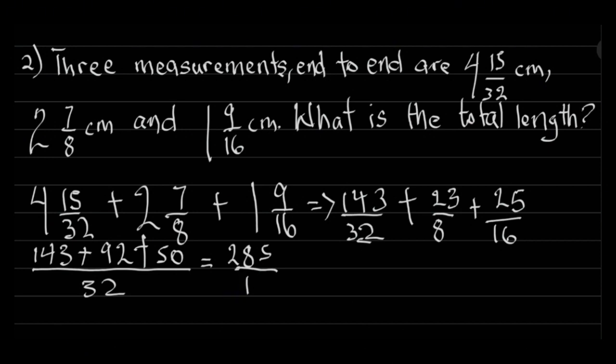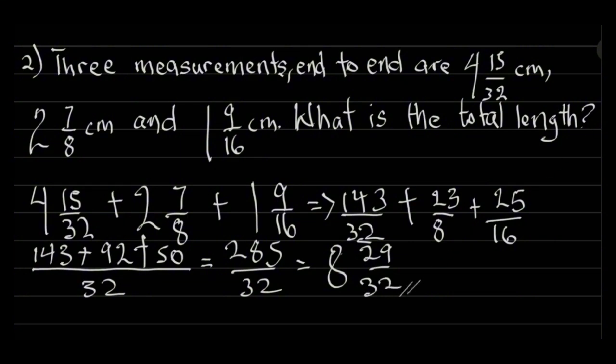Sorry, I think I'm getting a little bit ahead of myself. So that will sum up to 285 all over 32. And in sum, we are going to have each whole number 29 over 32. So that's as simple as it goes.